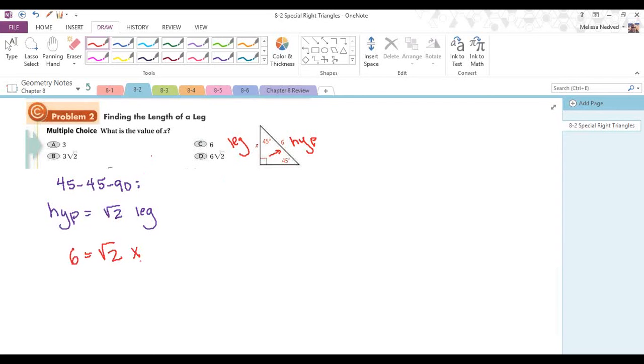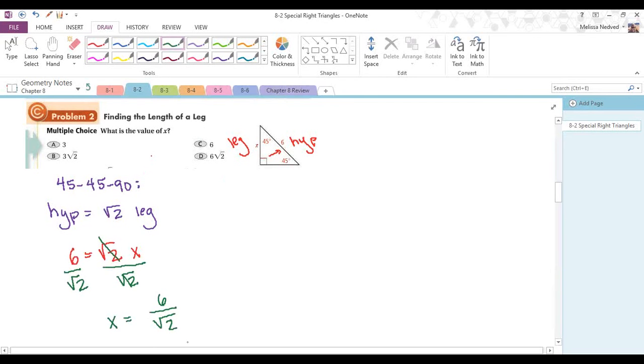Only difference here is now instead of solving for my hypotenuse or by just simplifying the right-hand side, we're going to have to do one step of algebra, and that's going to be to get this x by itself. So I'm multiplying it by the square root of 2, so to undo multiply, we're going to divide both sides by the square root of 2. So now I have x is equal to 6 over the square root of 2.